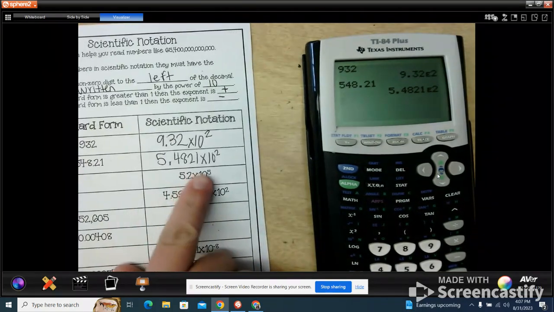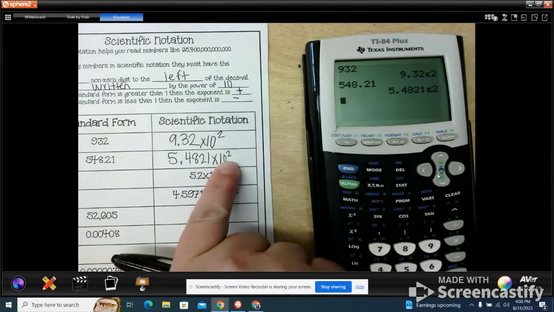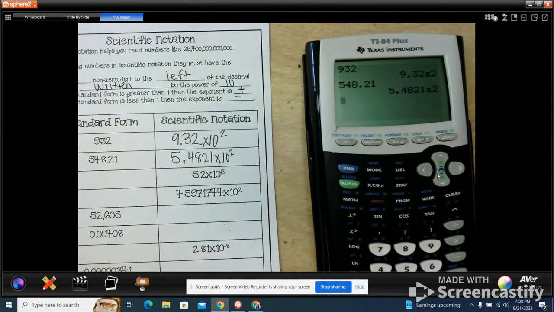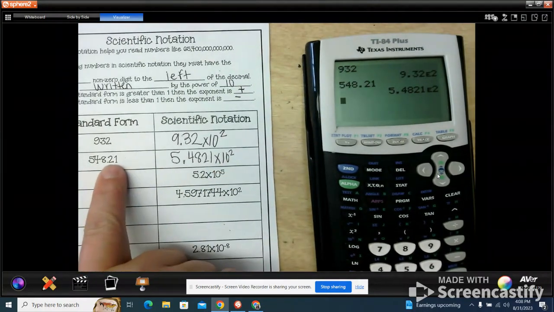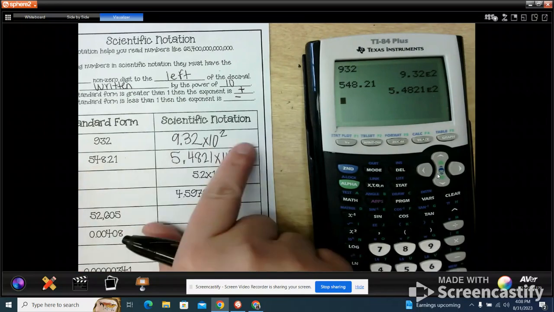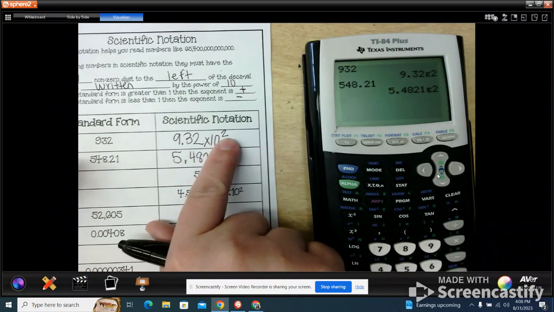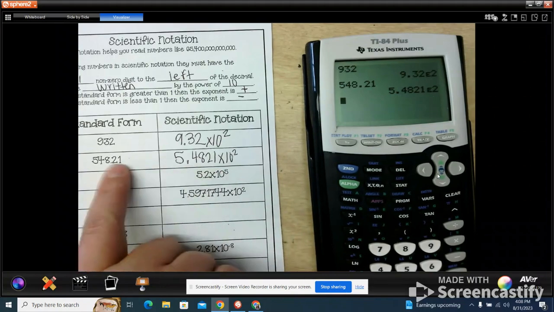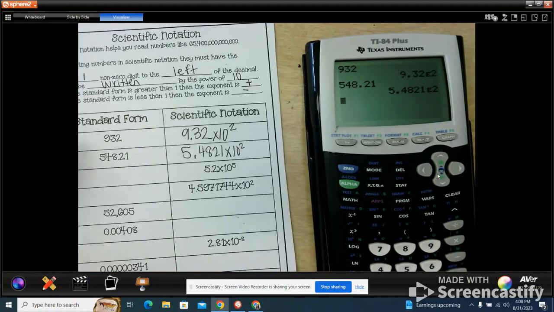So what's happening is the decimal is moving by the exponent. So if it's a positive exponent, it will go to the right, and if it's a negative exponent, it's going to move to the left. And the exponent tells us how many times it's being moved. So our decimal was moved 2 times.